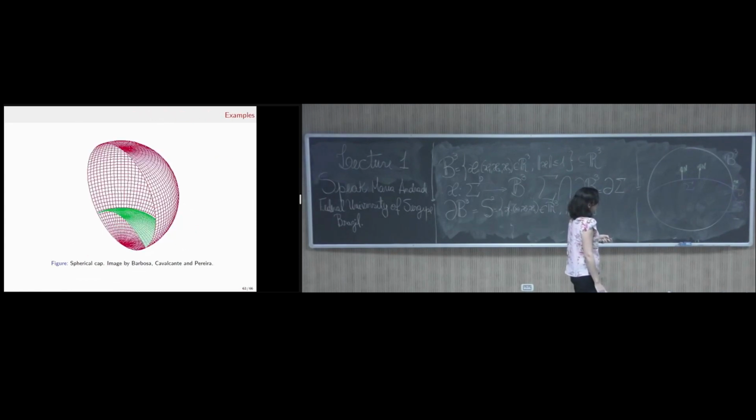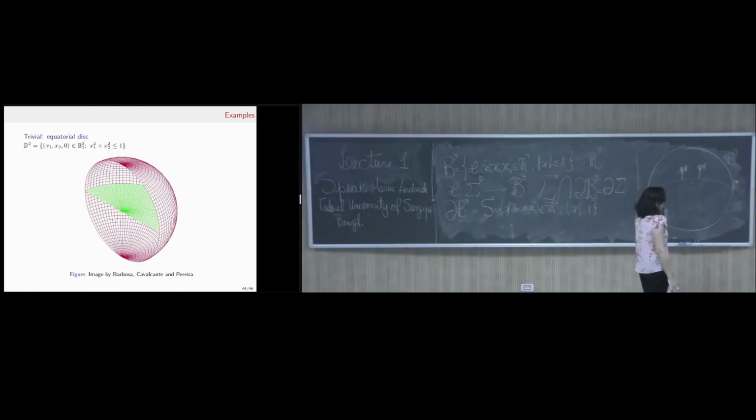And in this example, we have a spherical cap that intersects the ball at a right angle. And again, this image is by Barbosa, Cavalcante, and Pereira. And you have some more examples here. In this case, you have an equatorial disk. These are disks.